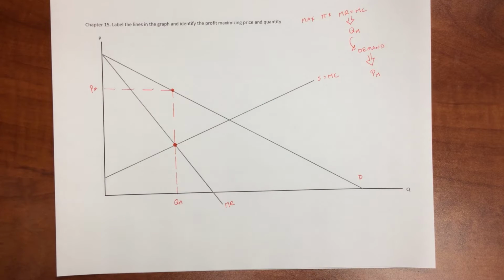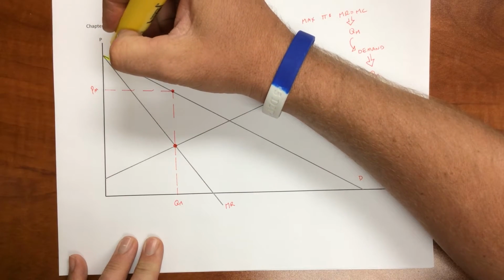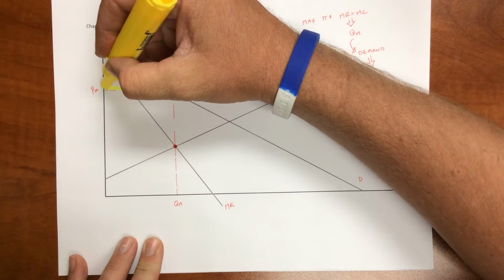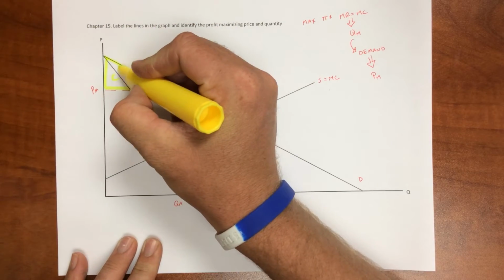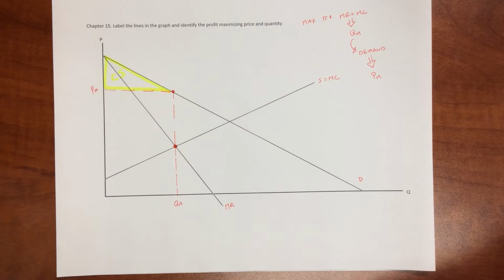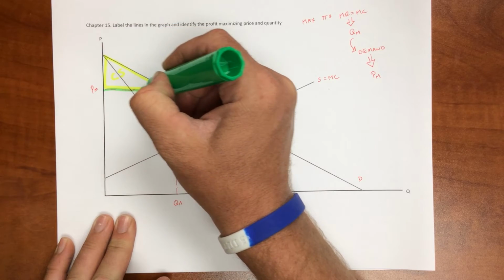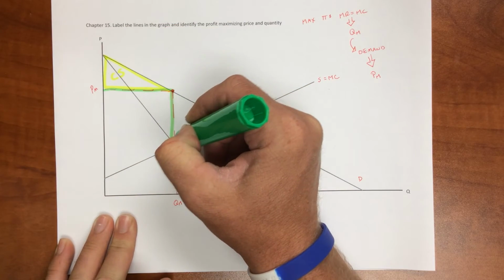Now we can identify the different areas of this graph in terms of surplus. So consumer surplus is the demand curve up to the price that the consumers pay. So right here, this triangle is consumer surplus. Producer surplus is the price that the producers receive all the way to the supply curve. And so it's going to be this funky looking shape right here.